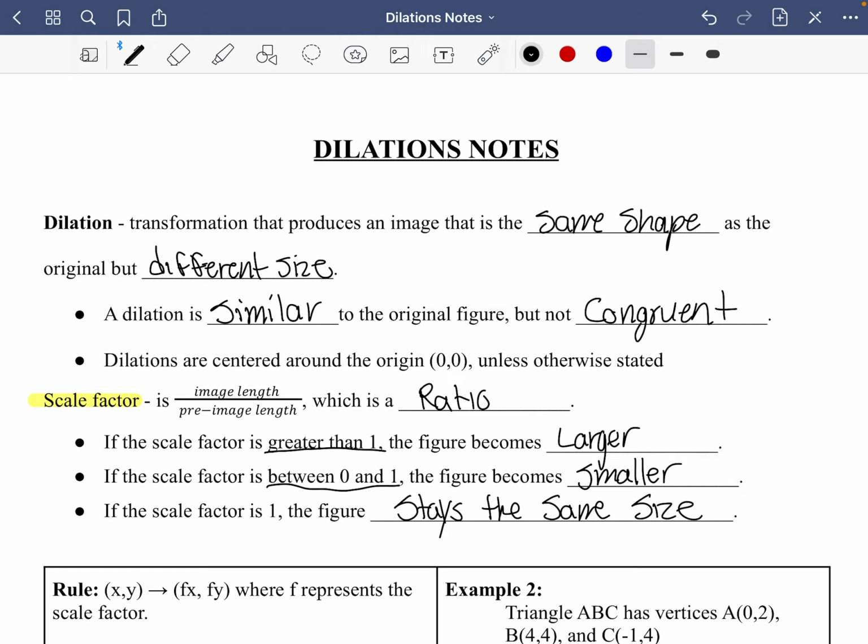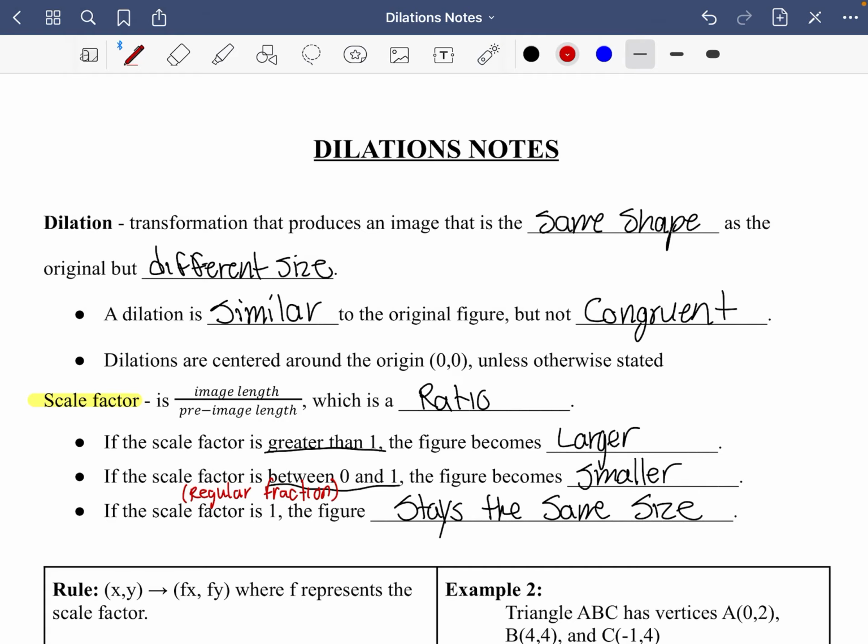Just so we get a clarification, when I say between 0 and 1, we're looking at what can be considered a regular fraction. And what I mean by regular fraction is no improper. The top number, which is your numerator, is smaller than your denominator. That is what I consider to be a regular fraction.